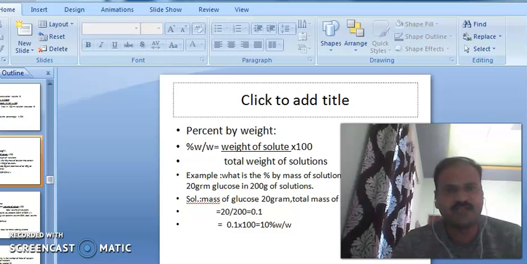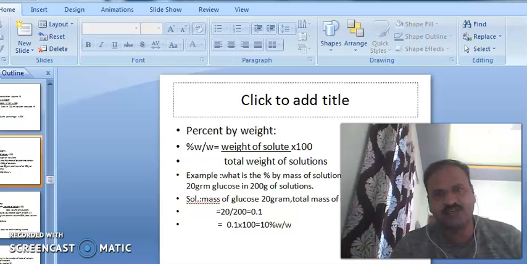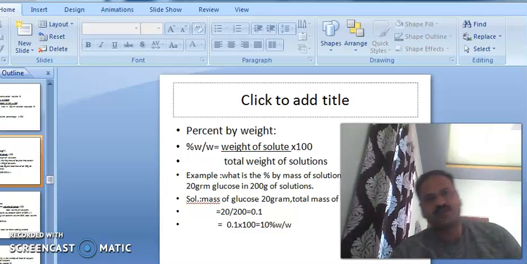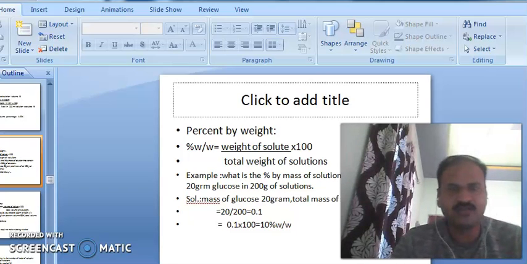For example, what is the percentage of mass of a solution that contains 20 gram of glucose in 200 gram of solution? Solution: mass of glucose is given as 20 gram. Total mass of solution is 200 gram. Therefore, 20 upon 200 is equal to 0.1. 0.1 into 100 gives 10% weight by weight. This is the calculation for weight by weight. Whenever both solute and solution are given in weight, you have to use the weight of solute upon total weight of solution into 100.